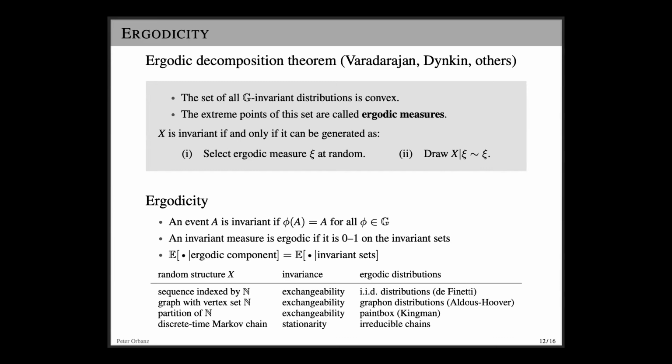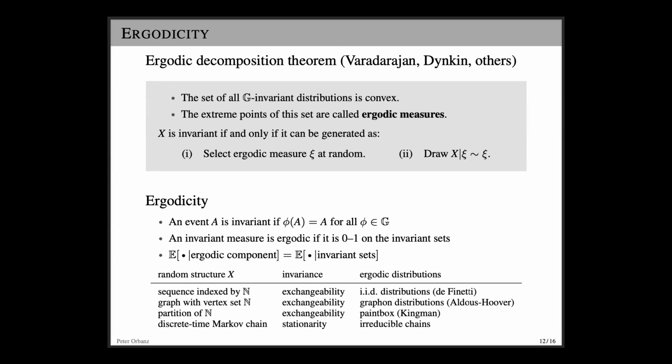What the ergodic decomposition theorem, first proven by Varadarajan, says is: if you have a locally compact second countable group, then the set of all its invariant probability measures, so all distributions that are invariant under it, is a convex set. Think of that as a subset of the set of all measures on a space. Those that are invariant are a convex set. That is true for any group. That's even true for a single transformation. But the extreme points of this set are the so-called ergodic measures. And now comes the actual statement of the theorem. Any invariant measure can be sampled as follows: you select one of the ergodic measures, one of these extreme points, at random, and then draw from that ergodic measure.